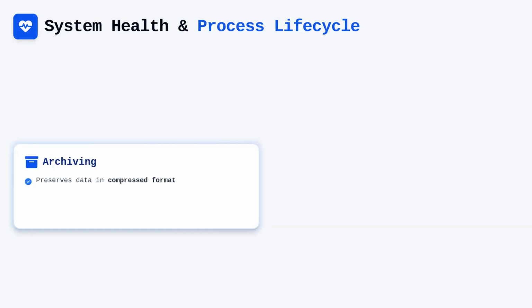System health is inherently tied to how we handle the life cycle of a process instance after it has completed its execution. Appian provides two primary mechanisms for cleanup: archiving and deleting, each serving a different purpose in your maintenance strategy. Archiving preserves the process data in a compressed format that is no longer active in the engine's primary memory, thus reducing the footprint on the server.